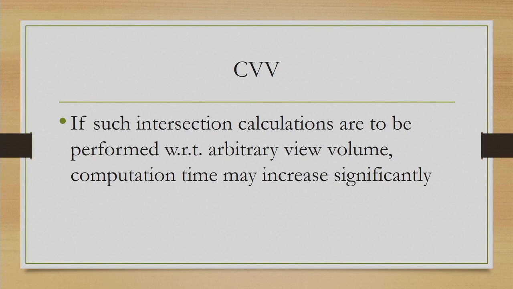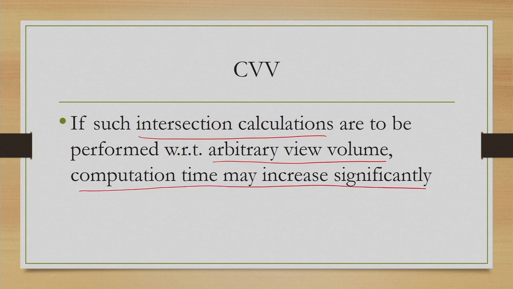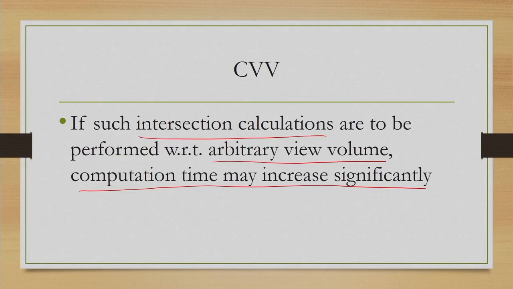Now, if we have to perform such intersection calculations with respect to arbitrary view volume where we have no control on the boundary planes of the view volume, then this complexity is only to be more. So, we can expect large number of computations which is likely to take large amount of time, reducing the quality of the image, as we will get to see flicker.